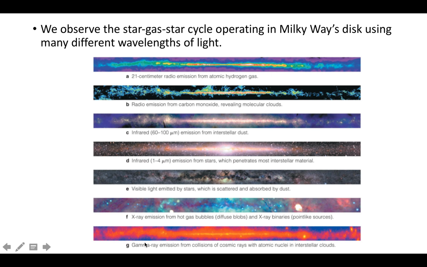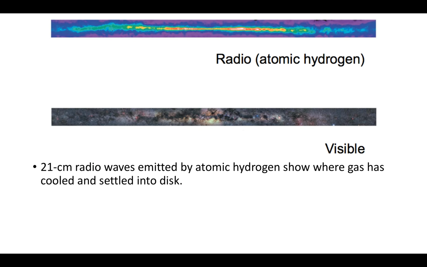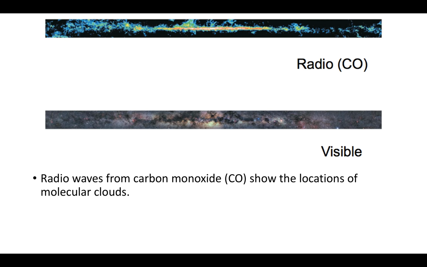Okay, this is a slide showing a panoramic view of the Milky Way in different bands of the spectrum. And so the center of the galaxy, which lies in the direction of the constellation Sagittarius, is in the center of each strip. So you kind of see this here. And it shows all the directions in the Milky Way disk as seen from Earth. So we can collect information about our galaxy by observing other spectra besides visible light. So here we're looking at radio waves, where gas is cooled and settled into the disk.